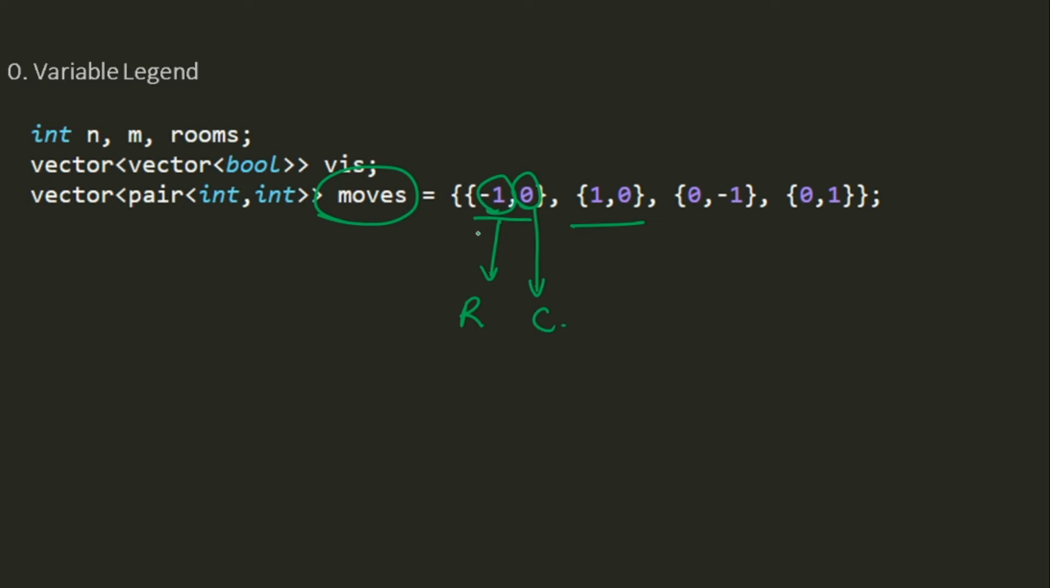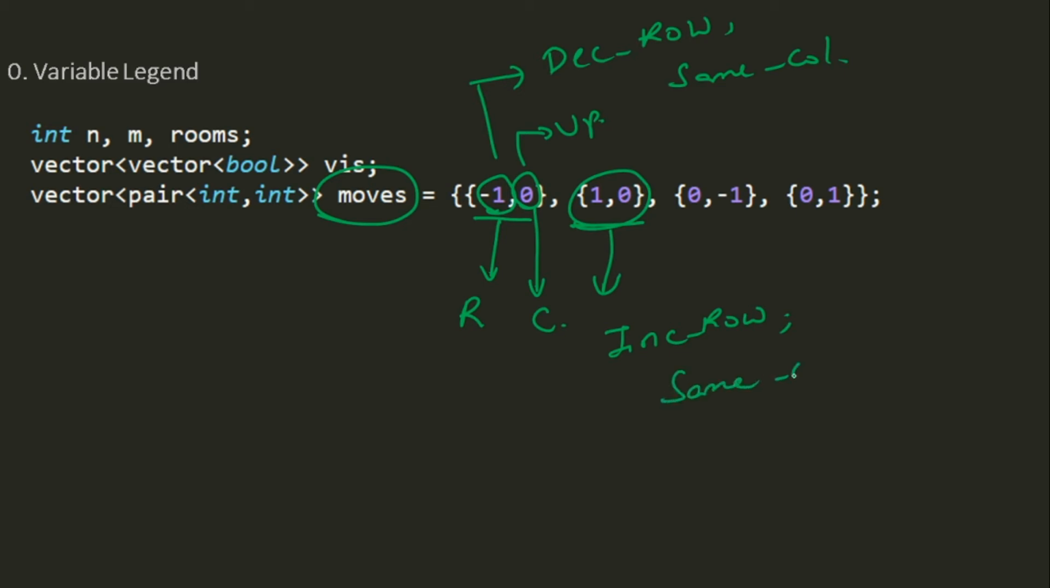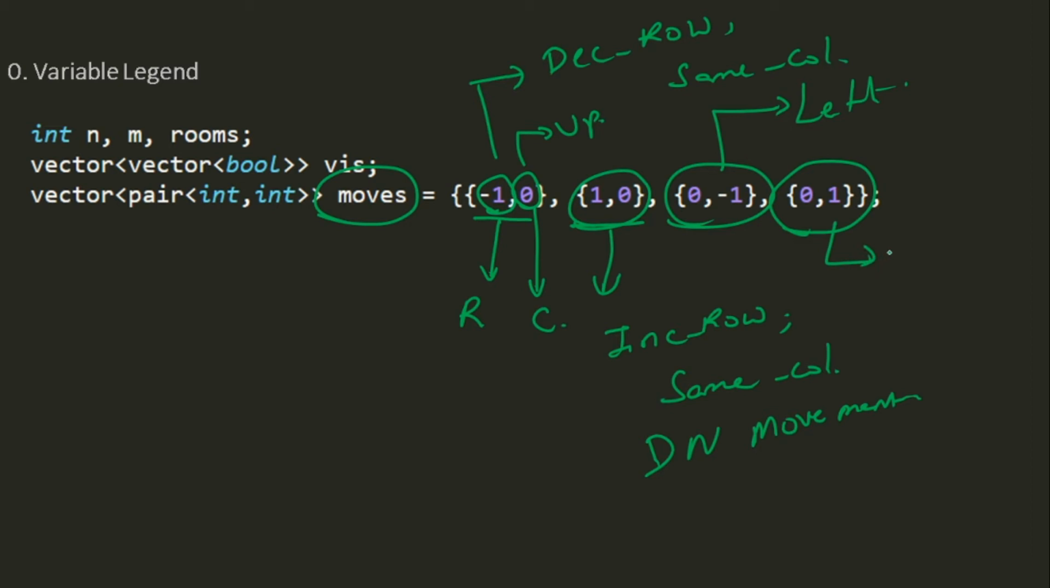So when we are decrementing the row, same column, what does that mean? This indicates an upward movement. When we are incrementing the row, same column, we are simulating a downward movement. Similarly, here we are manipulating our column numbers. So this will indicate a leftward movement, and the final move will indicate the right movement.